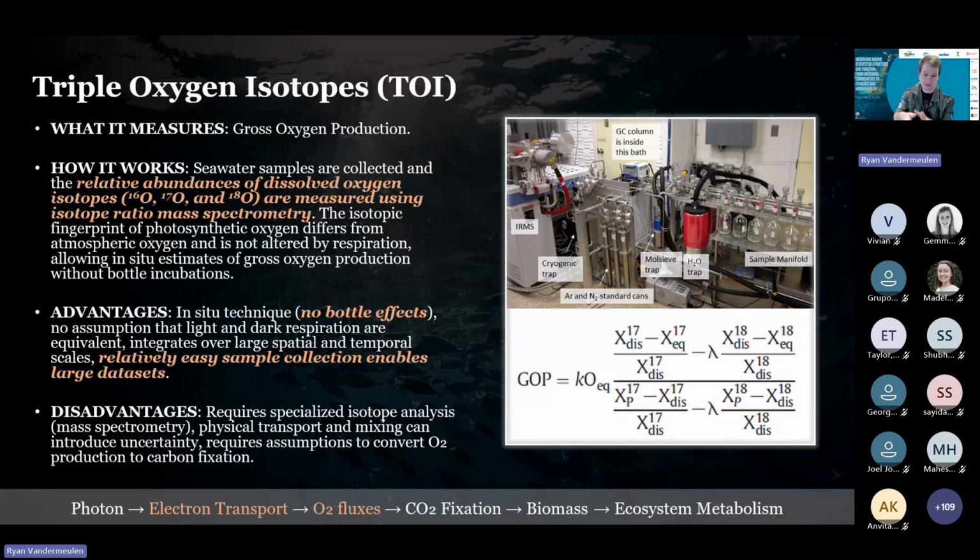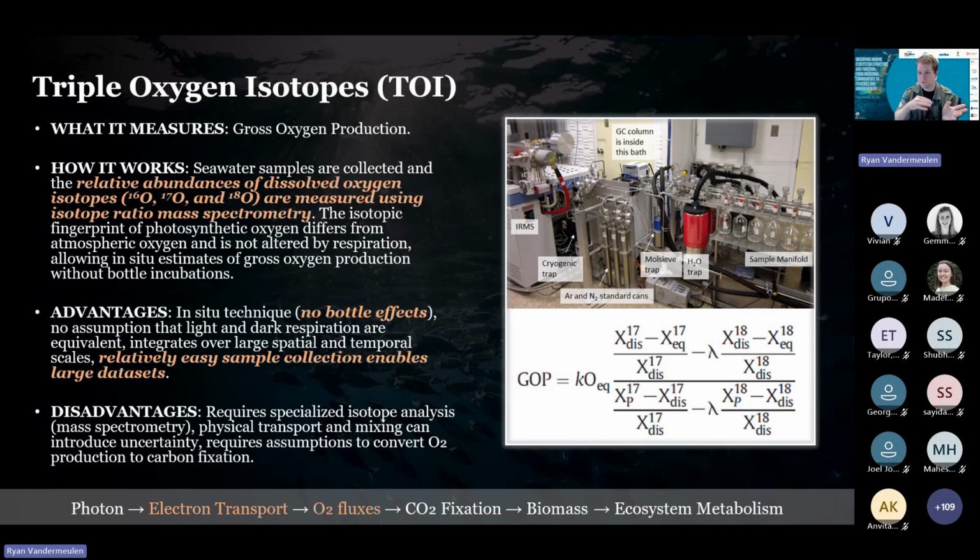The challenge, though, is that the subtle signal requires extremely precise isotope measurements, and physical processes like mixing and transport can complicate the interpretation a bit. And again, oxygen production must ultimately be related back to carbon fixation if we want to talk about a carbon budget. The ratio of oxygen produced to carbon fixed is known as the photosynthetic quotient, and it's not necessarily a one-to-one ratio, and it's not strictly constant either. There are some uncertainties to consider there.